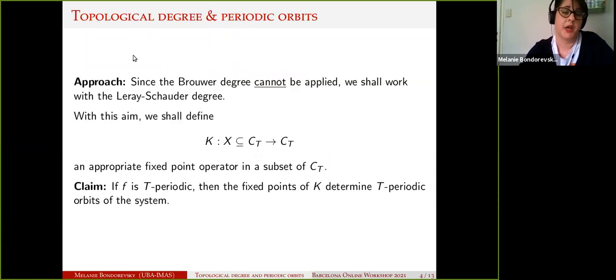So the approach in the classic ODE theory, when we want to search periodic orbits, would be to consider a Poincaré map and to find fixed points of this operator via the Brouwer degree. But since the space is infinite dimensional, we cannot apply this technique. So we shall work with a generalization of the degree that is known as the Leray-Schauder degree. And so with this setting, we shall define in a brief moment a compact operator on a proper subset of C_T, where C_T is the Banach space of T-periodic continuous functions. The idea is that, if f is T-periodic, then the fixed points of this operator will determine the T-periodic orbits of the system.